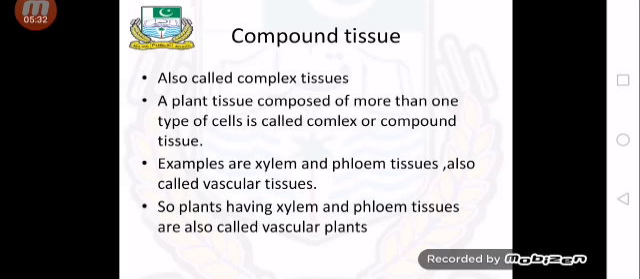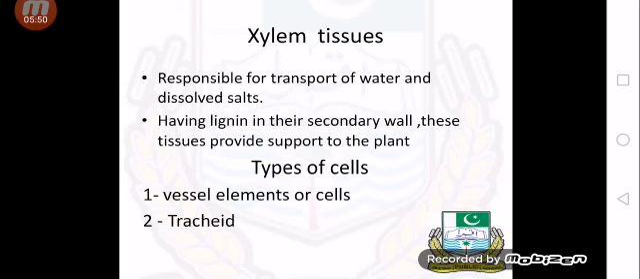Its examples are xylem and phloem. These are also known as vascular tissues. So the plants which have xylem and phloem tissues are known as vascular plants, and those plants which do not have xylem and phloem are known as non-vascular plants.